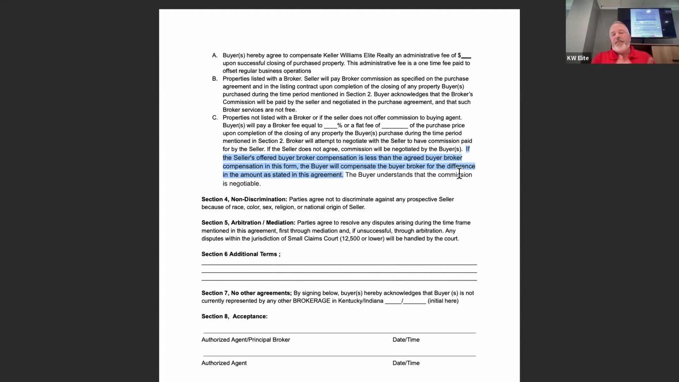But ultimately, we wanted to add that in case there is a gap there and you wanted to have the ability to collect that. For previous forms, it basically said whatever's in the purchase agreement is what you're getting paid, and tough luck on the gap or the difference there.